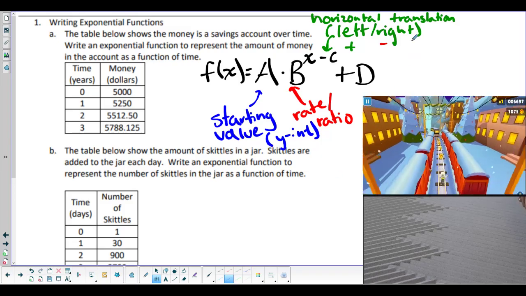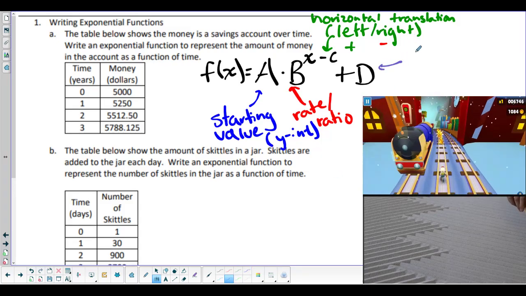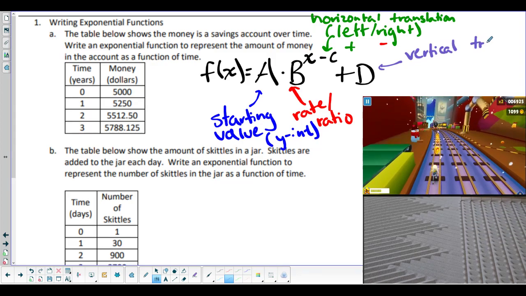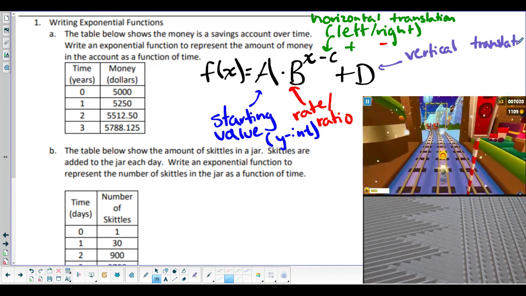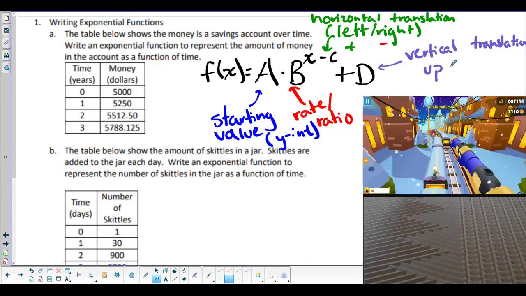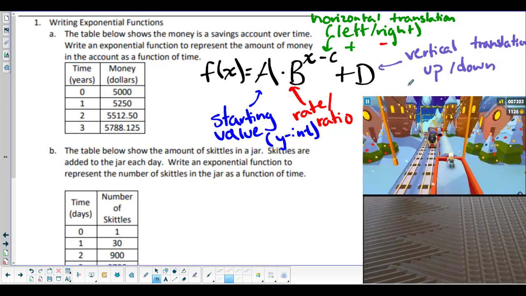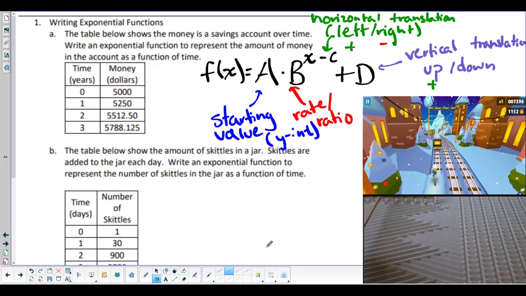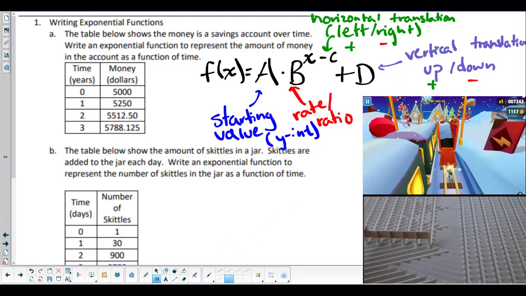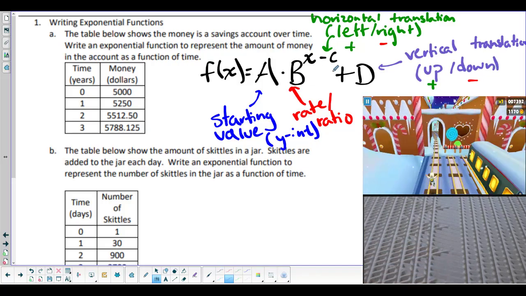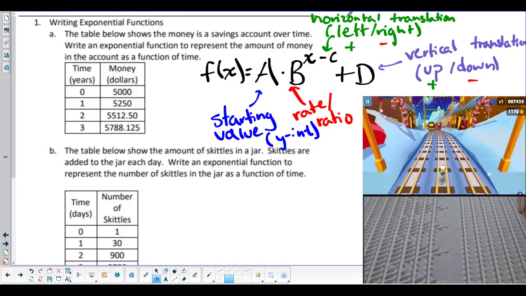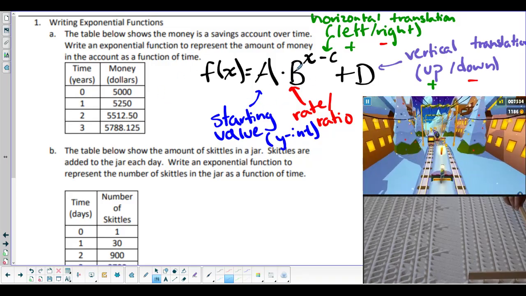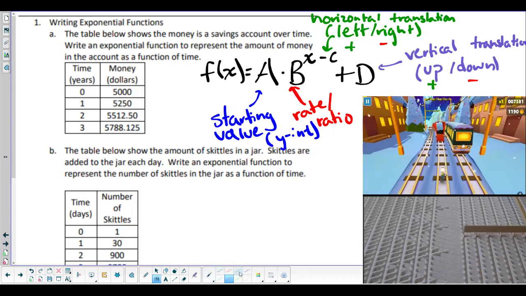And then finally, you have this plus d at the end. This is your vertical translation. That's up or down. And importantly with this one, it just follows the rule. Plus is up and minus is down. So it does what it says. We won't need c or d for this function or for these tables, but we will need a and b, the starting value and the rate.